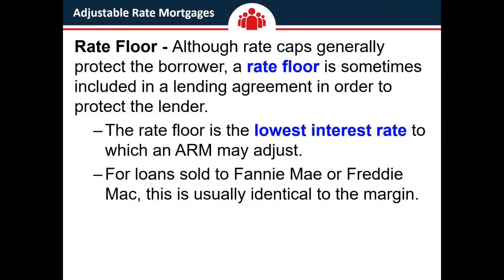The last thing that I want to make sure you understand in this section is the floor, the term rate floor. Although rate caps generally protect the borrower, a rate floor sometimes is included in the lending agreement to protect the lender. So a rate floor protects the lender because the rate floor is the lowest that the interest rate can go. So the rate floor is the lowest interest rate in which an ARM can adjust. For loans that are sold to Fannie and Freddie, it's usually the same as the margin, meaning it can't go any lower than what the margin is. That way, they're making at least some type of profit.